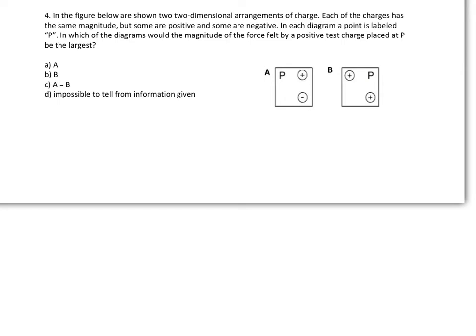Let's just draw a simple free body diagram for each of these points. So here's point P. It's a positive test charge, so what we're going to do is think about the direction of the electric field or the electric force on that positive test charge due to each of the charges in turn. So this guy right here, since he's off to the right, his force will be to the left.